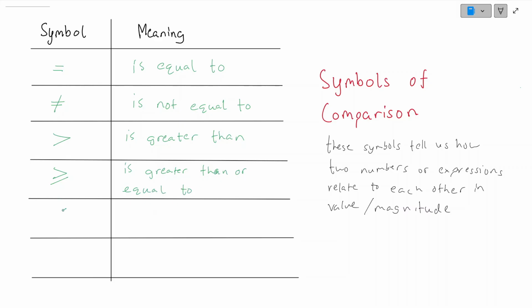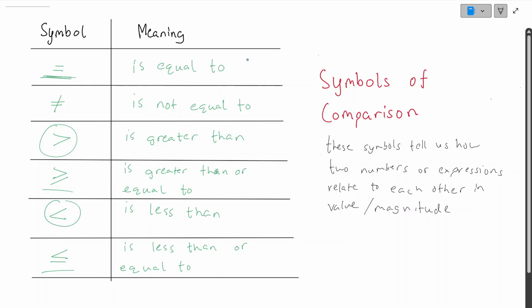And then we have this symbol right here, which is less than. Then finally we have this symbol right here, which means is less than or equal to. So as you can see, this sign right here and this sign right here is a combination of this and this respectively with the equal sign.